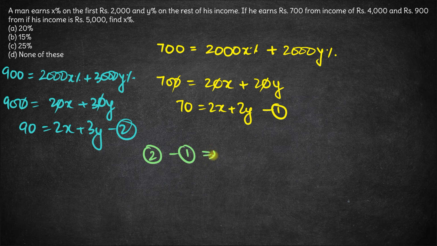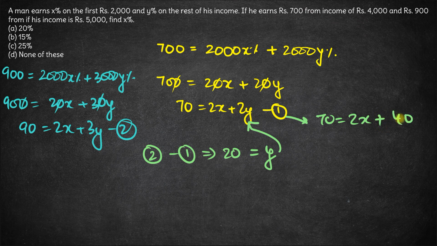Now, subtracting the first equation from the second equation, we'll have 90 minus 70 is 20, which is 2x minus 2x is 0, 3y minus 2y is y. So y comes out to be 20. If y is 20, let's substitute y 20 over here. So we have 70 is equal to 2x plus 2 into 20 is 40. 70 minus 40 is 30, which is 2x. Hence x here comes out to be 15. So the value of x is 15%. Option B here is the correct answer. Thank you.